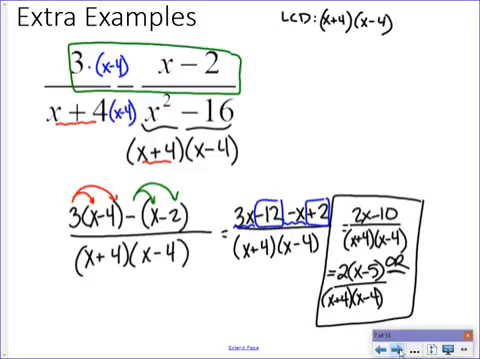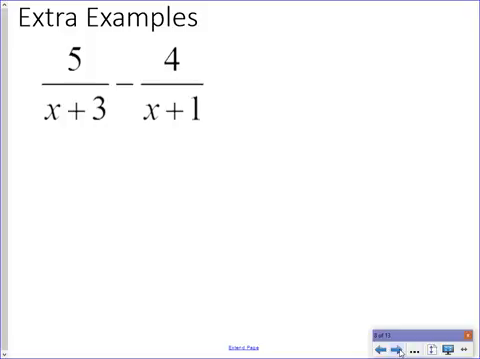I'll do one more example, and my final example will be 5 over x plus 3 minus 4 over x plus 1. I wanted to show this example because these two denominators are not factorable. X plus 1 doesn't factor, x plus 3 doesn't factor. Which means when I'm thinking about my least common denominator, or my LCD, the first fraction has a factor of x plus 3, and the second fraction has a factor of x plus 1. They share nothing in common. X is a term and not a factor, so I need both of those to be in my new denominator.